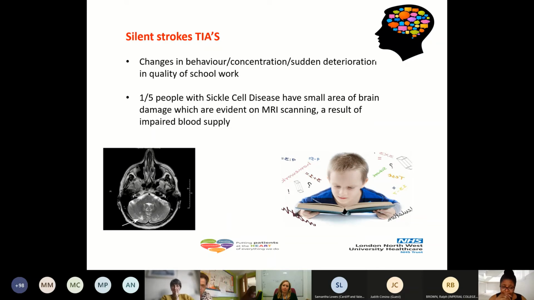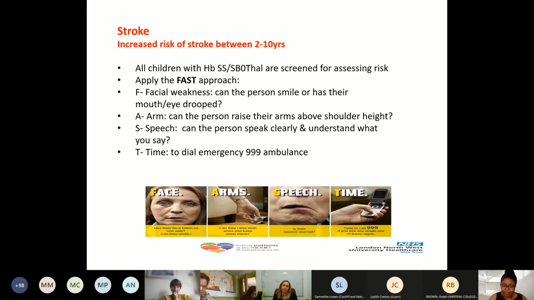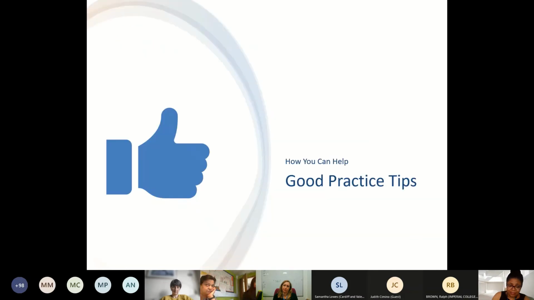Okay, so obvious strokes are where the person would collapse in front of you, and you look at the FAST signs: facial weakness, can the person raise their arms, things like that, and everybody's aware of that. So that would be the time to dial for emergency, the ambulance.